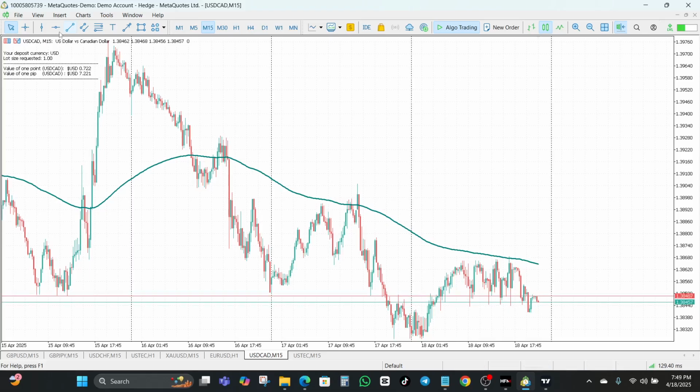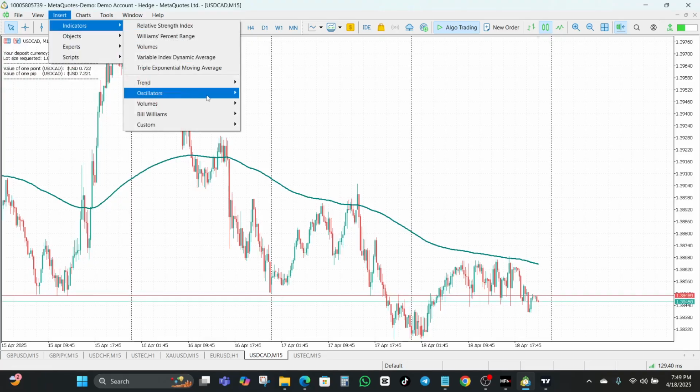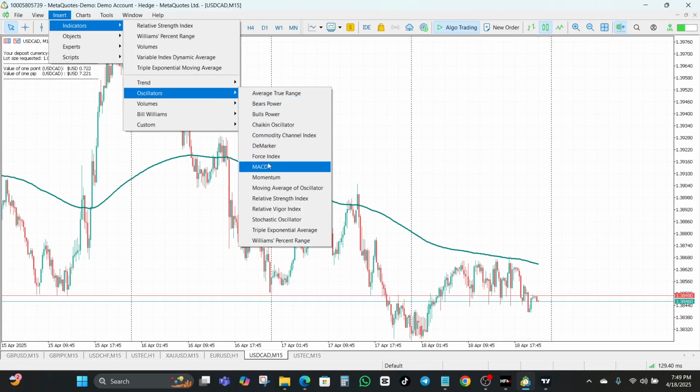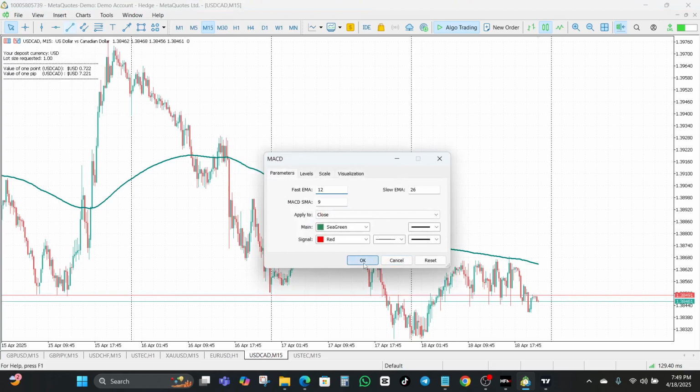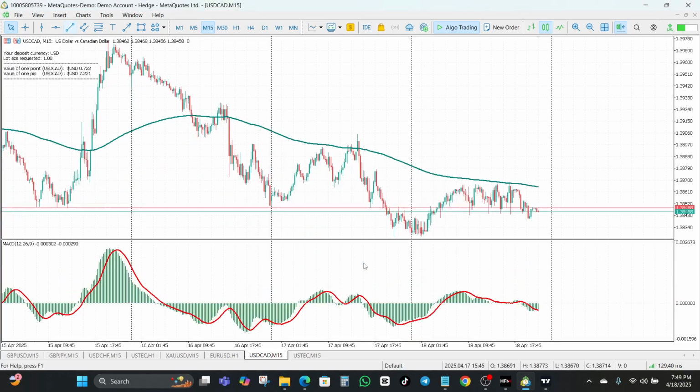The next indicator is the MACD, right? That's the moving average convergence divergence. Okay, so basically the MACD shows momentum. You focus on the MACD line crossing above the signal line for bullish signals and below it for bearish signals. It works best when combined with a trend filter like the 200 EMA.